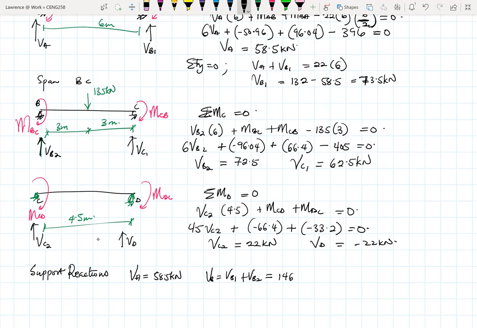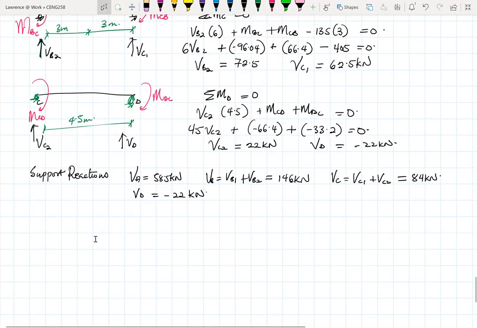Hopefully I'm correct. VC is equal to VC1 plus VC2. So this will be 62.5 plus 22, and then we have 84 kilonewtons. And then the last one, VD, is equal to minus 22 kilonewtons. So once we have all these reactions, we can easily draw the bending moment diagram and then the shear force diagram. With the shear force diagram, it's straightforward.